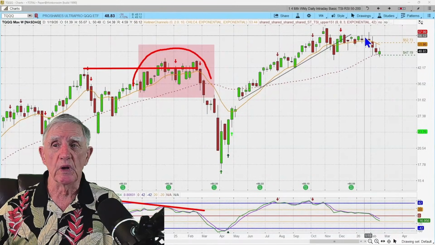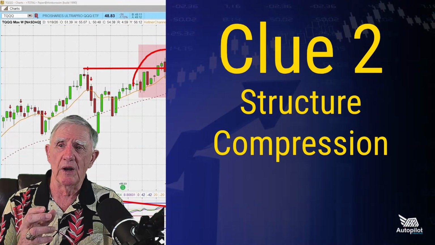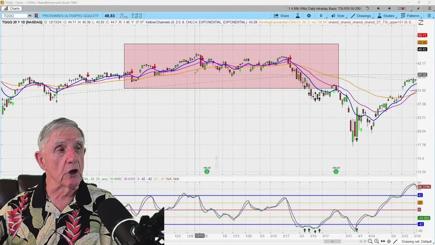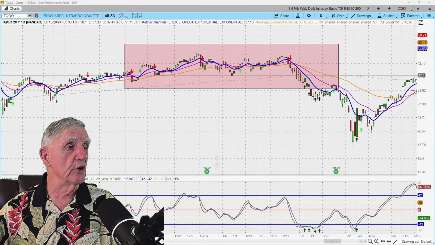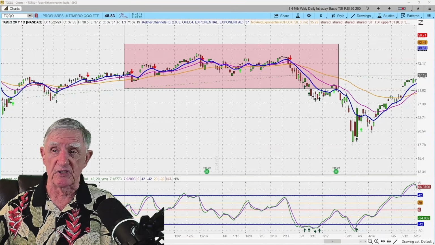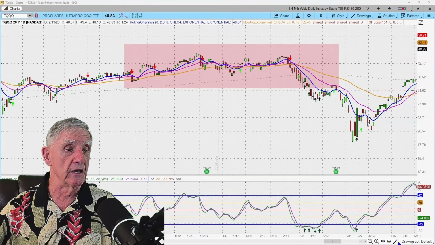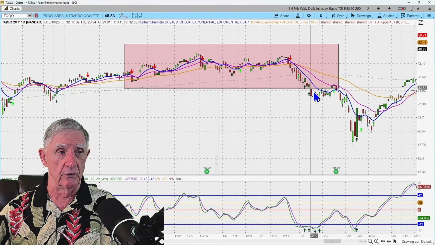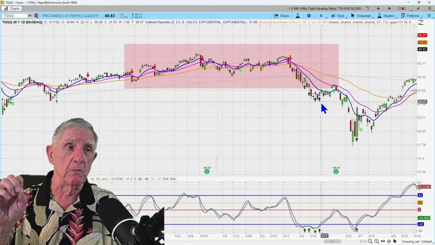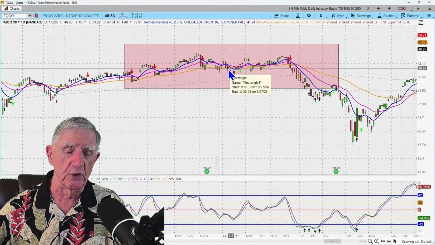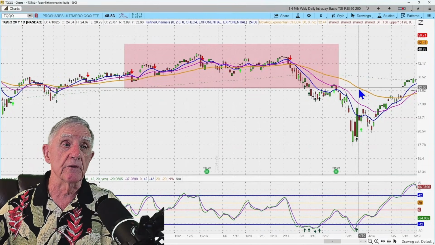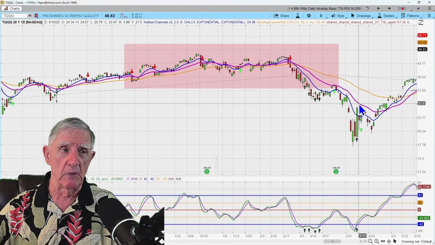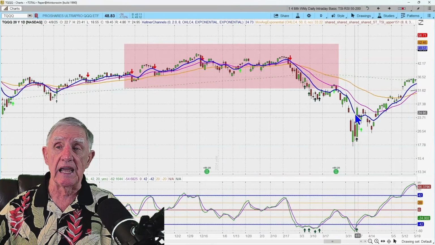The next clue has to do with structure compression. And what that means is basically, what are the moving averages doing? On the daily chart, as you see here, it was 124 days from the time this top started forming until it finally broke down over here 121 days later and dropped down. I'm using the same moving averages that I use to predict the bottoms. The golden one is the 50-day moving average. This kind of reddish one is the 20-day EMA, and the blue one is my fast-acting 8-day moving average.